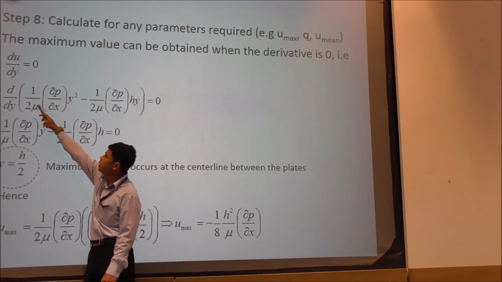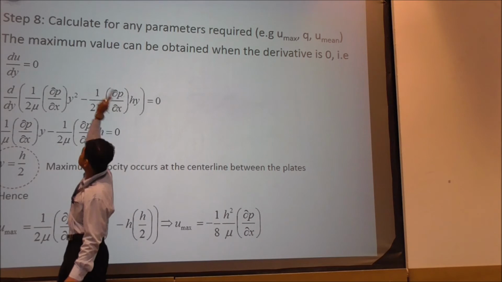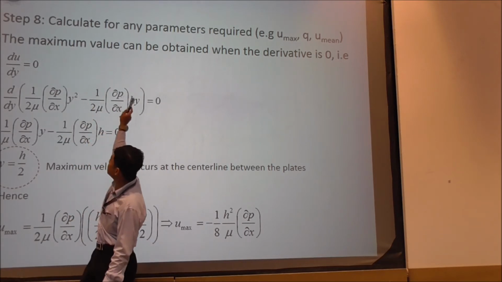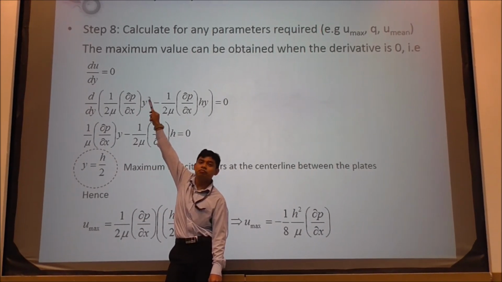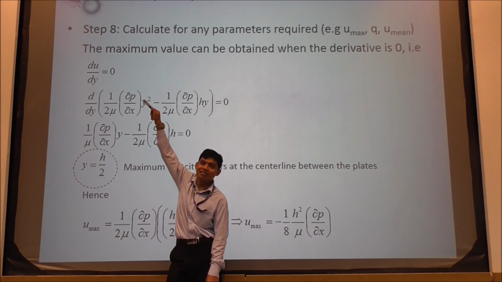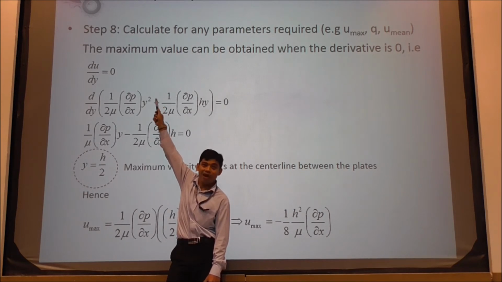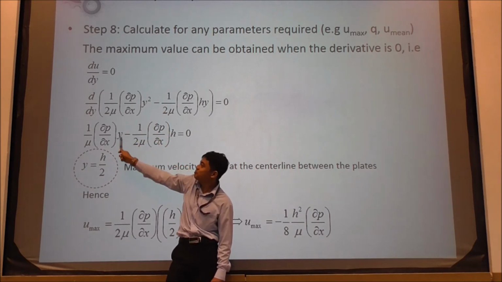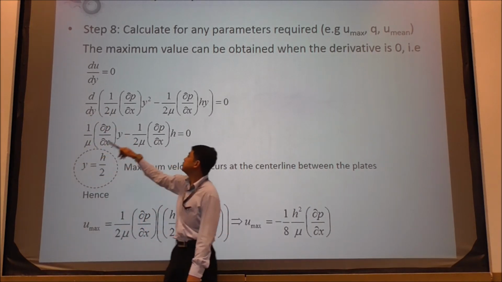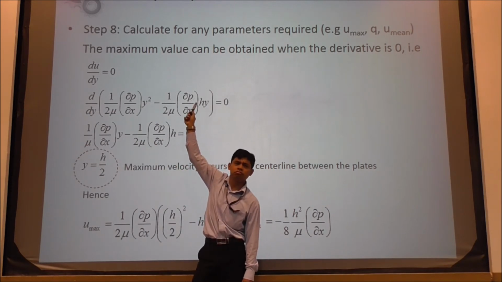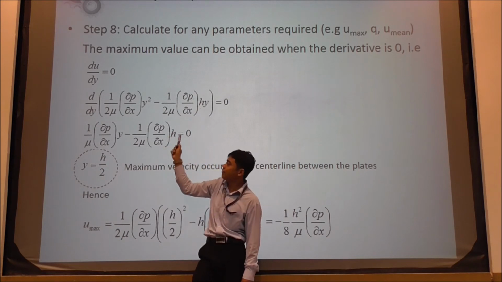You take du dy, which means you take the derivative of these two y. So this one becomes what? Okay, then I can be sure that most of you will get zero for the equation. Y square, when you take a derivative of it, becomes 2y. Right? That's why your 2 here is gone. 2 divided by 2. This one becomes y. Becomes h. So you have this one.